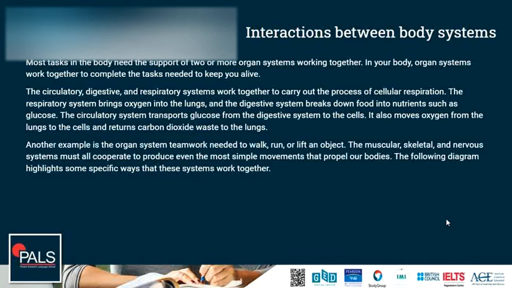Another example of organ system teamwork is needed to walk, run, or lift an object. The muscular, skeletal, and nervous systems must all cooperate to produce even the most simple movements that propel our bodies forward. The following diagram highlights some specific ways that these systems work together.